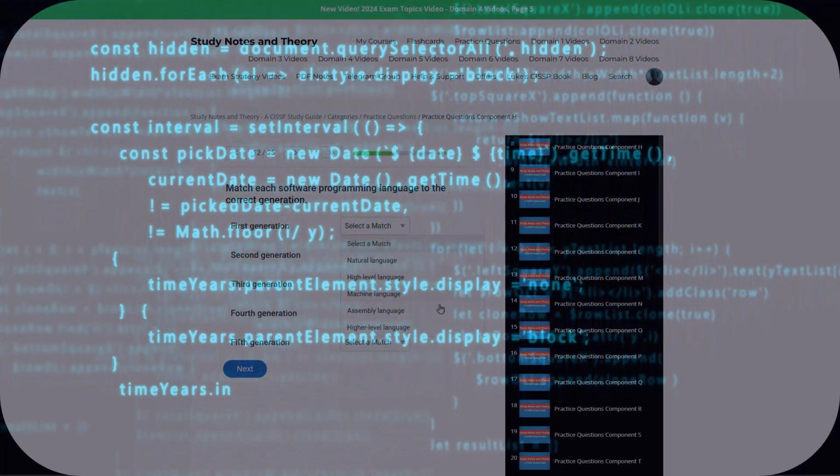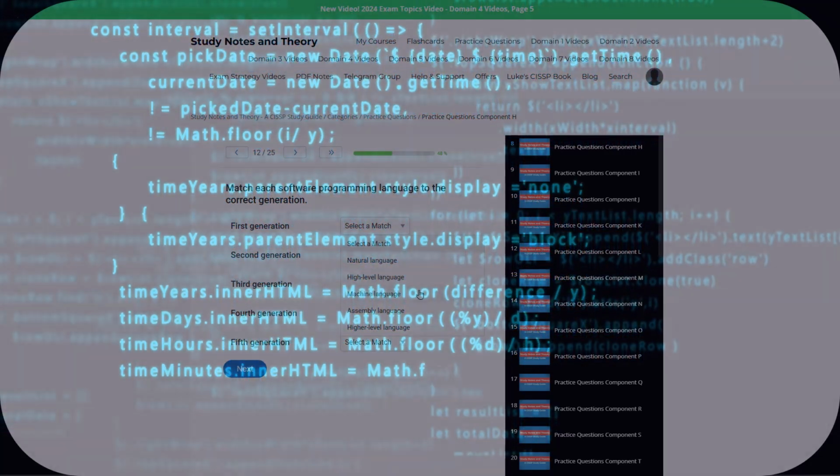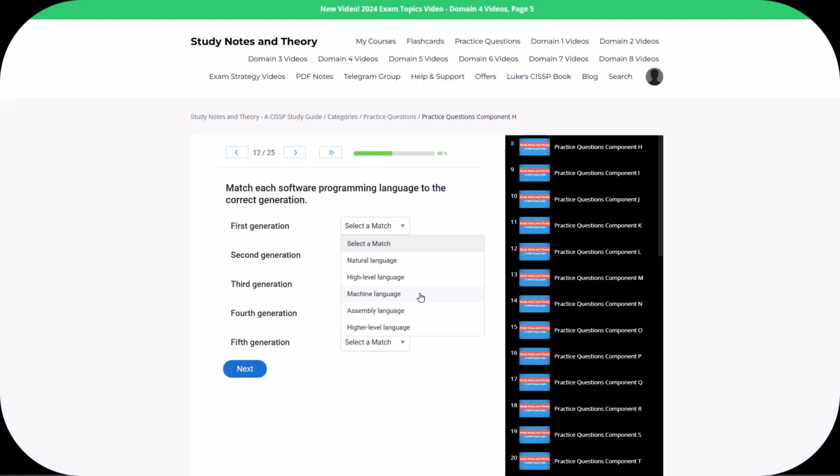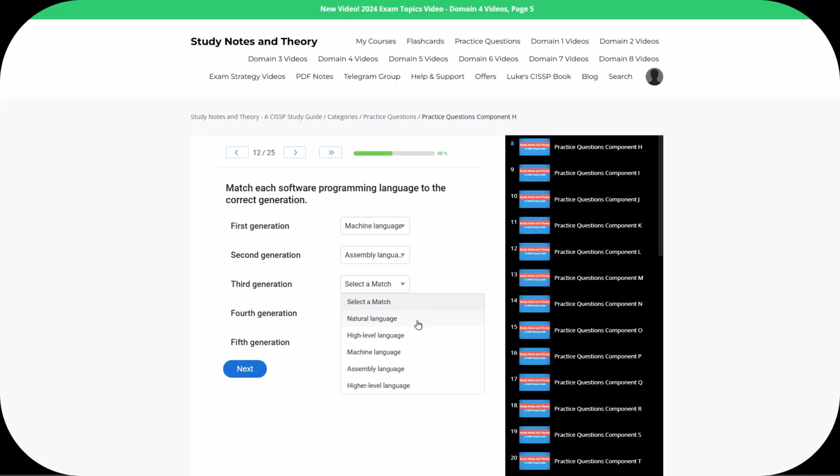First generation, I can't really remember this. I'm going to pick machine language, as it is as close to the computer as you can get. So I'm going to say that's first generation. After machine language, it's probably assembly language, because that's also an older language and a little bit higher than machine language. Third generation is high level. I'm going to say natural language has to be the highest generation, so fifth generation. So I'm going to say the third generation is high level language. Fourth generation is higher level language, whatever that means. And fifth generation is natural language. Let's see, first generation machine, assembly, high level, higher level, and natural language.